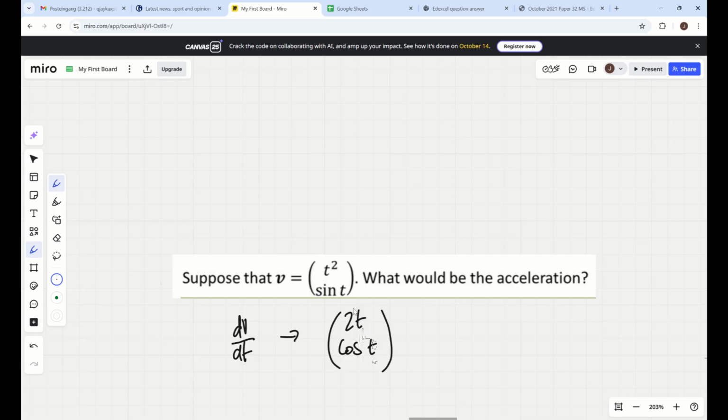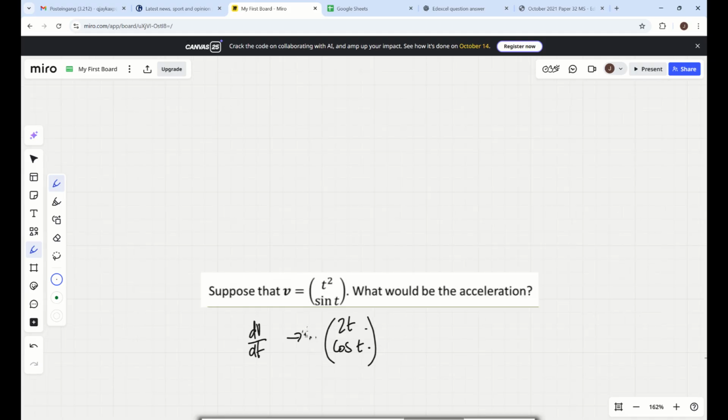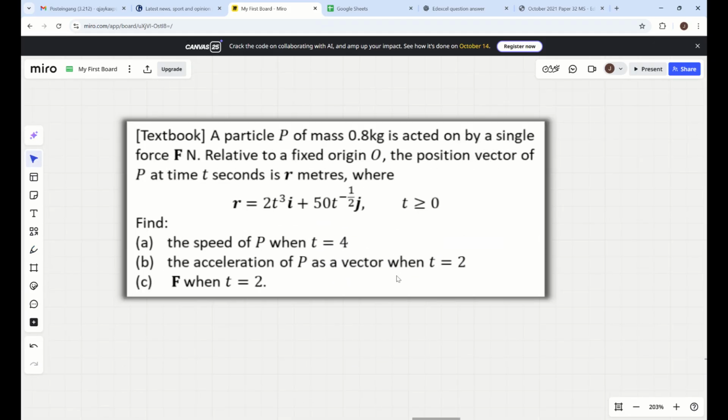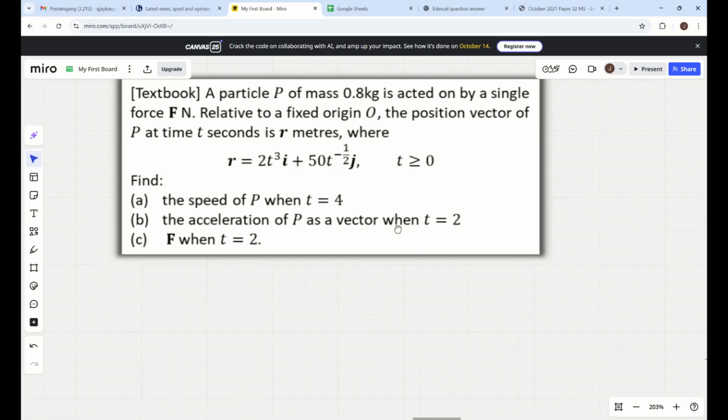Okay, so what's the idea here? The idea here is just moving on from the previous video, we can differentiate also with i and j or column vectors. So here's our first worked example where we're going to put that into practice.